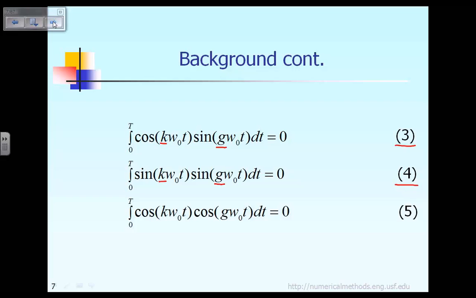Equation 5 says that the integral of cos k omega naught t times cos g omega naught t is equal to 0. So those are the 5 basic equations that I'm going to prove to you, in order to establish some useful relationships for future development.